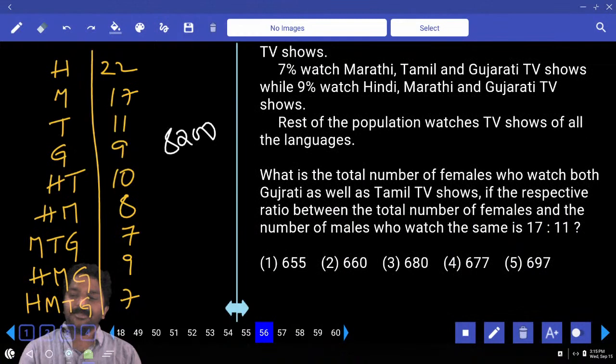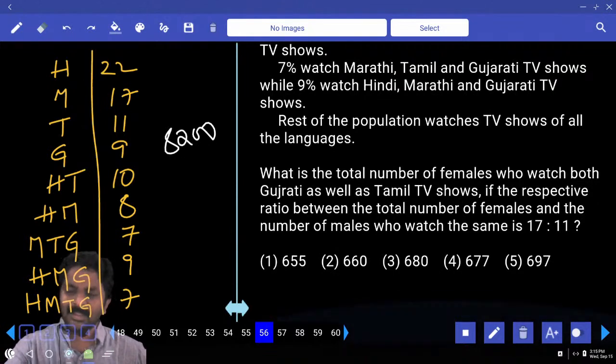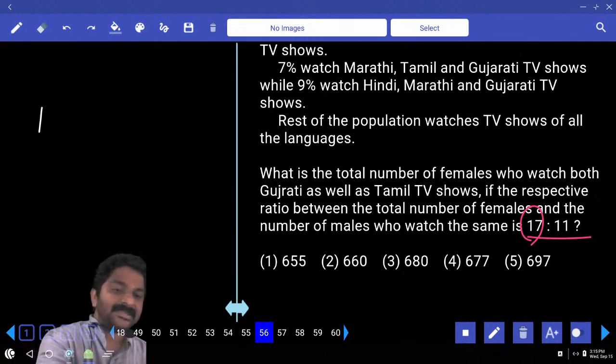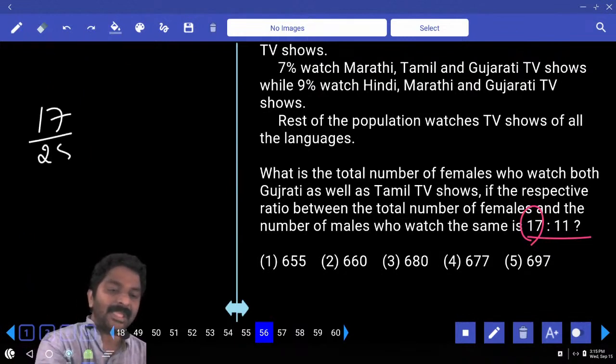What is the total number of female who watch both Gujarati as well as Tamil? If the respective ratio between number of female and number of male who watch the same will be in the ratio 17:11. So total how many parts we have? 28 parts. And how many of them are female? Order is important. 17 goes to female because the ratio is female to male. So that is 17 out of 28.